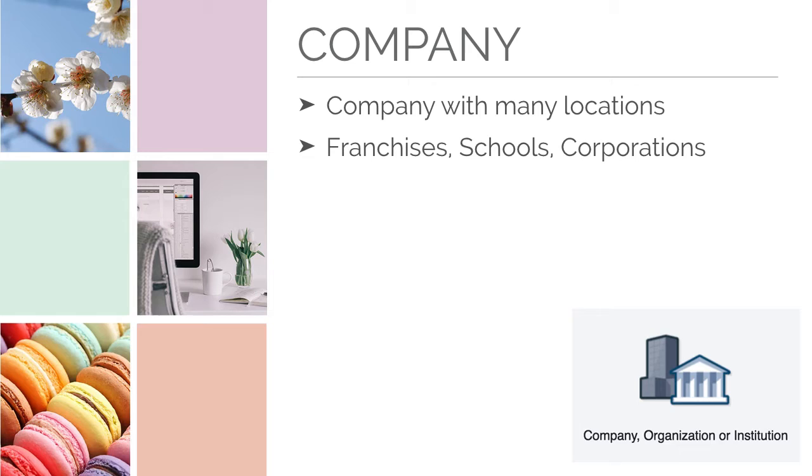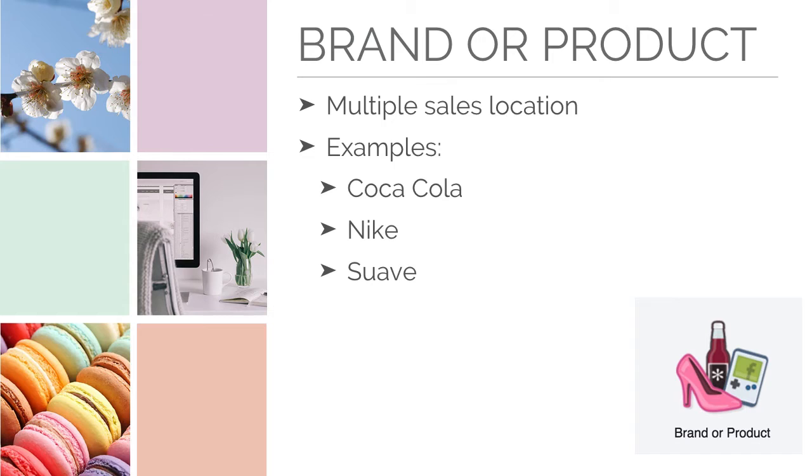If your company has several locations, you'll want to choose the company option. This option will allow you to bulk upload all your locations and set the location, hours, and contact information individually for each of those pages. If your product or services are sold through more than one website that does not belong to you, you'll probably want to select the brand option.